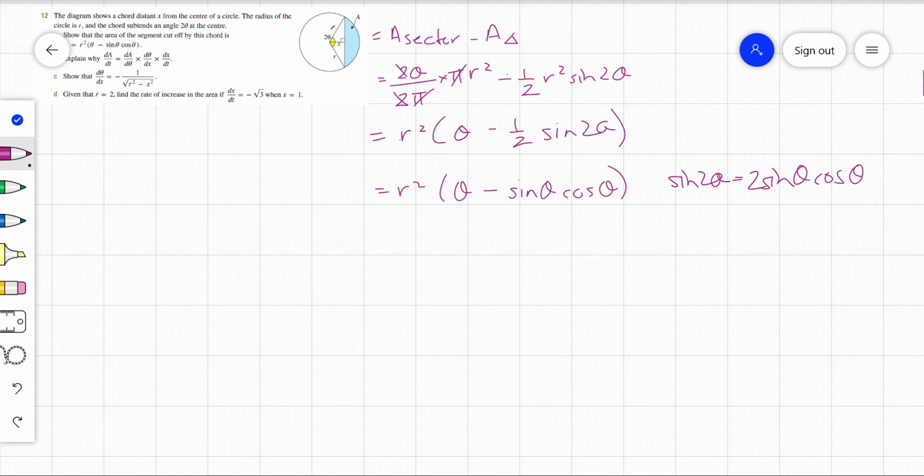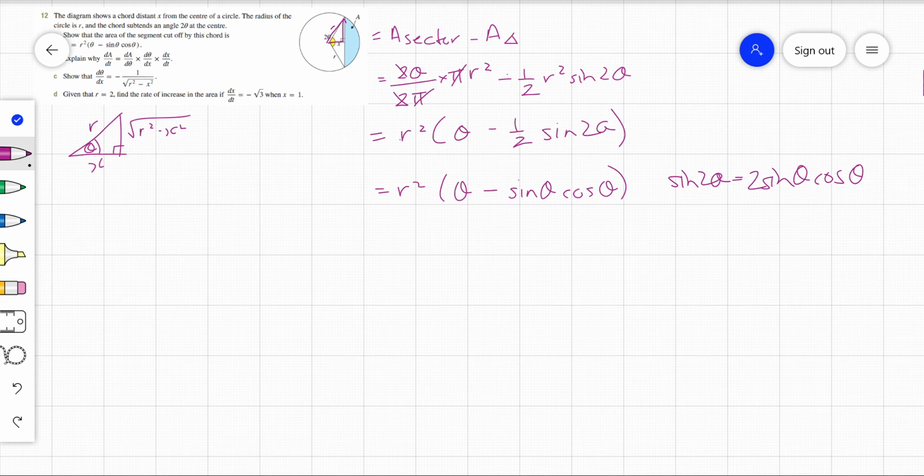If I just have a look at this triangle here, where we just have 1 theta, this is x and this is r. You can see using Pythagoras that this other third side will be r squared minus x squared, and that might come in handy for a question.